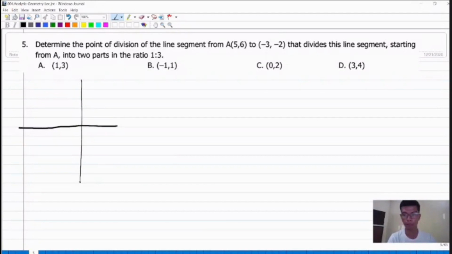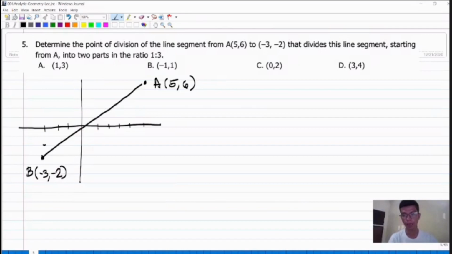So, the starting point A is 5, yung x coordinate is 5, and then let us assume na dito yung 6 ng y coordinate. So, this will be our point A, 5, 6, and then the second point, negative 3 ang x, and then negative 2 ang y. So, this will be our point B, yung pangalawang point, negative 3 and negative 2. So, ito ang ating line segment kung saan merong point of division sa pagitan nila.